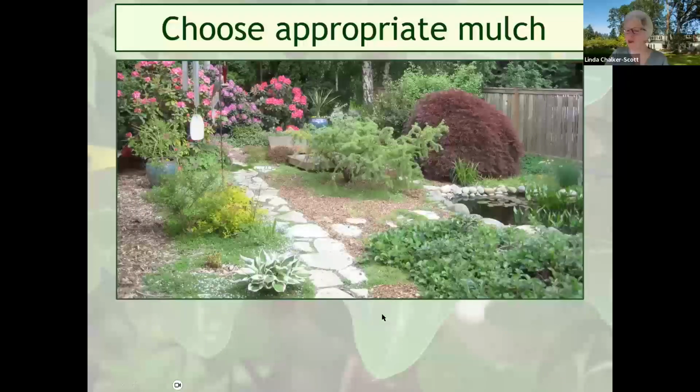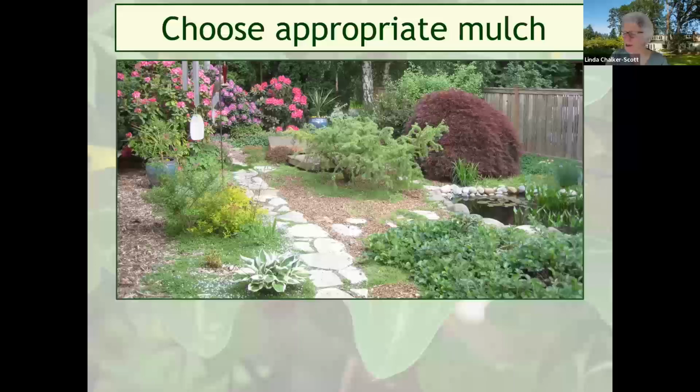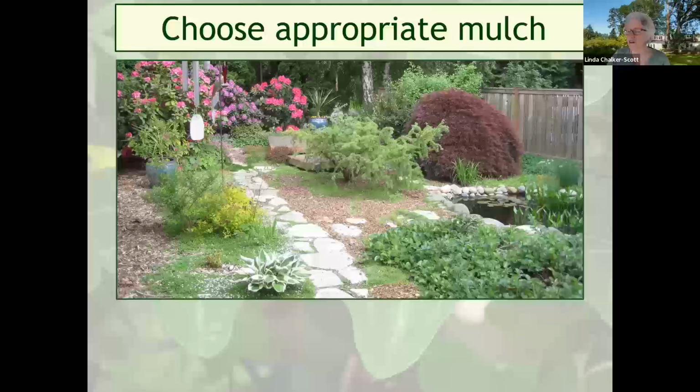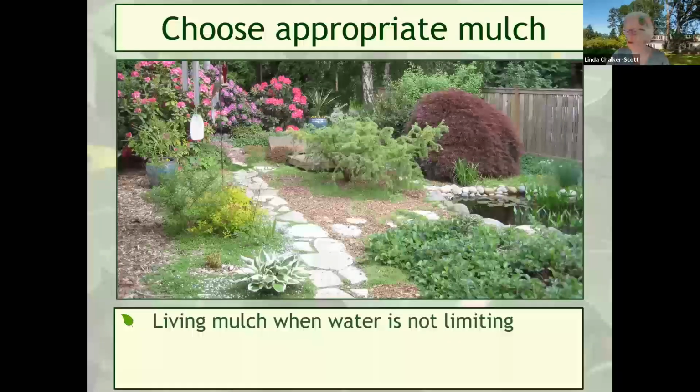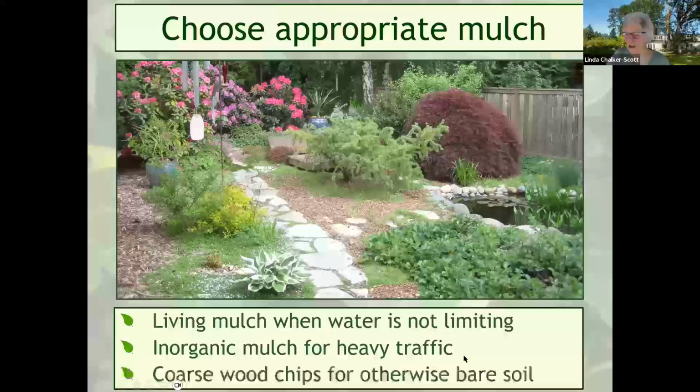Choose the appropriate mulch. I'm not going to tell you which particular landscape ground cover you should use, because that's the fun part of gardening, is picking it out yourself. But use living mulch when you can supply it with water. Use inorganic mulch for heavy traffic, and anywhere there's bare soil that isn't covered with one of those other two things, coarse wood chips. And this is actually part of my garden from my place in Seattle, which, as I said, was a very tiny little place, so we could do all kinds of fun stuff with it. And it was quite much more amazing than the green lawn that was there when we moved in.